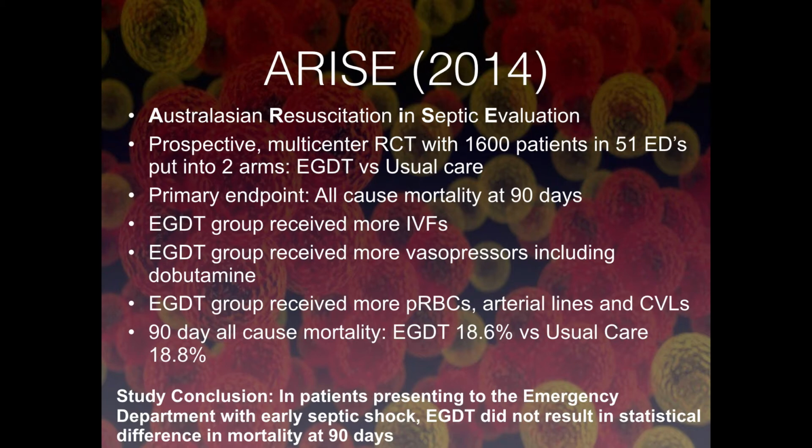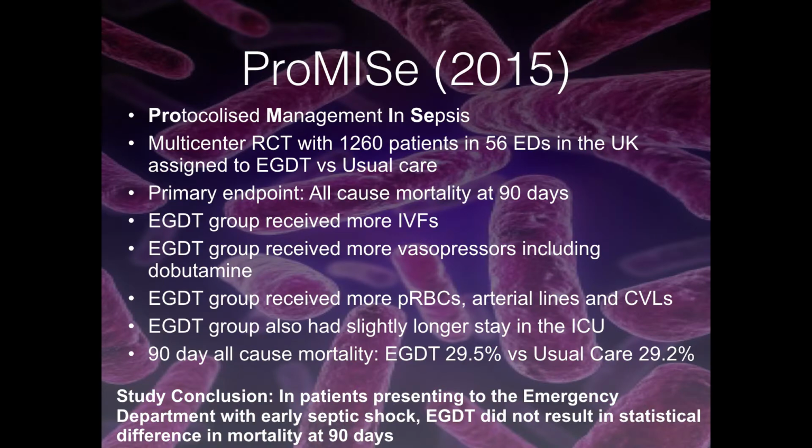But anyway, the primary endpoint here was 90-day all-cause mortality. And you can see here, the early goal-directed therapy group versus the usual care group basically got more interventions. They got more IVs, more vasopressors, including dobutamine, which is another talk for another time. I think Dan's going to talk about pressors later. They also got more transfusion. They got more everything. And you can see that the 90-day end result was basically 18.6 and 18.8 as far as mortality. So once again, no change in the outcome.